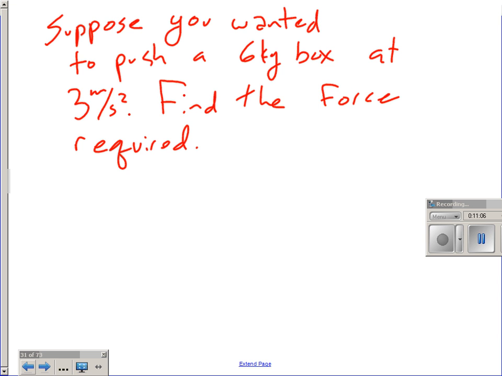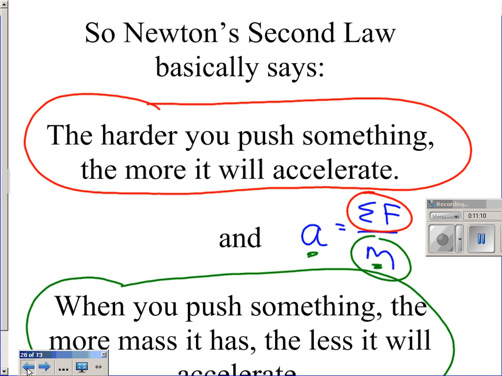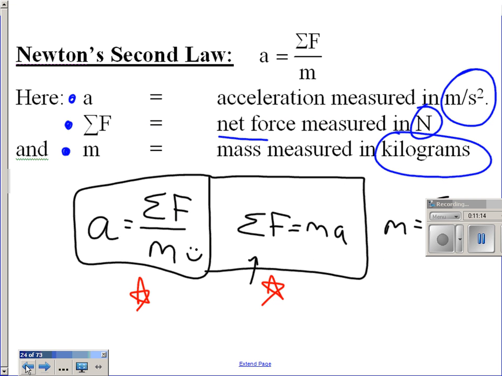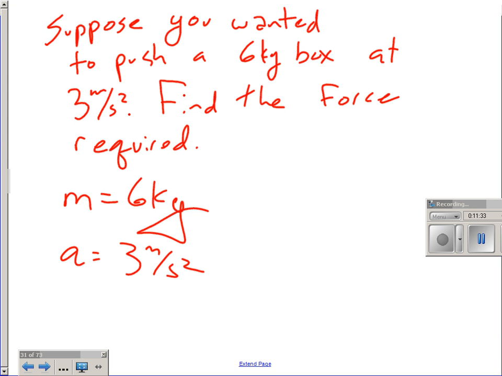Okay, so if you flip back a little bit, we learned that you can calculate net force by multiplying the mass by the acceleration. So that's all we're going to do here. In this example that I just wrote, what do we know? We know that the box is 6 kilograms. That's the mass of the box. We know the acceleration of the box is 3 meters per second squared. And the question is, how much force do we need?